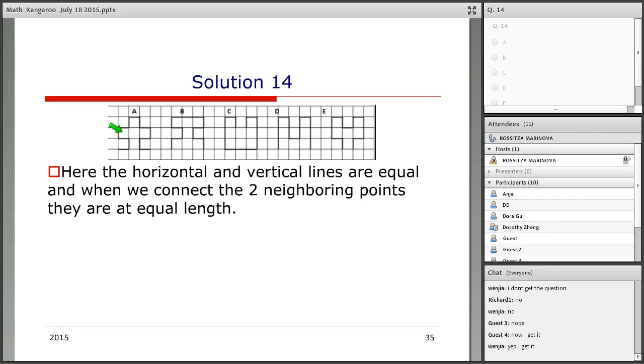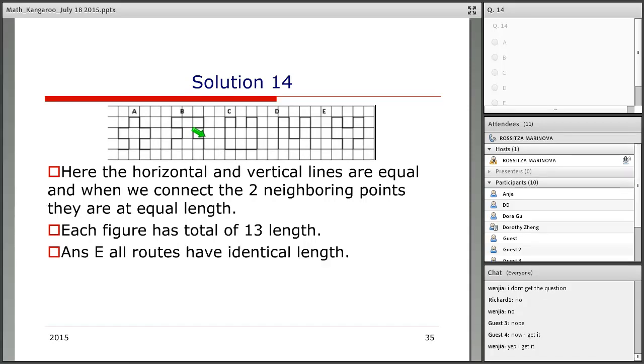And if you add all of these lines, you will find that each route has got 13 length. So A is 13, B 13, again C, D and E also 13. So each figure has a total of 13 length. So the answer is E, which is all routes have identical length.